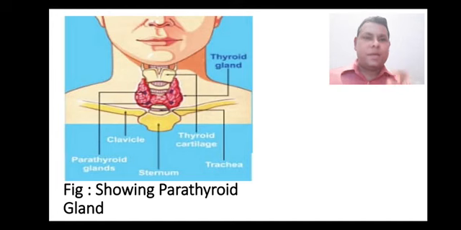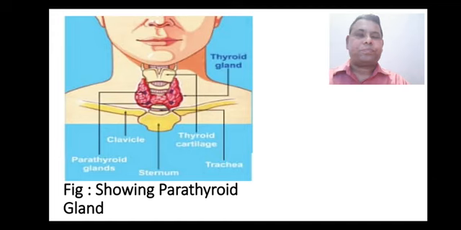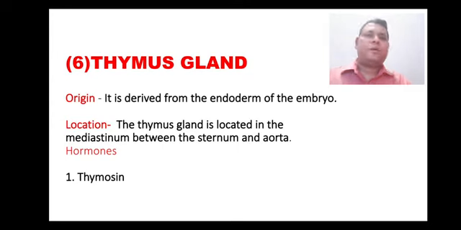Showing the exact location of the parathyroid glands. The parathyroid glands are embedded in the thyroid gland. So you can see the parathyroid glands. Next, thymus gland.